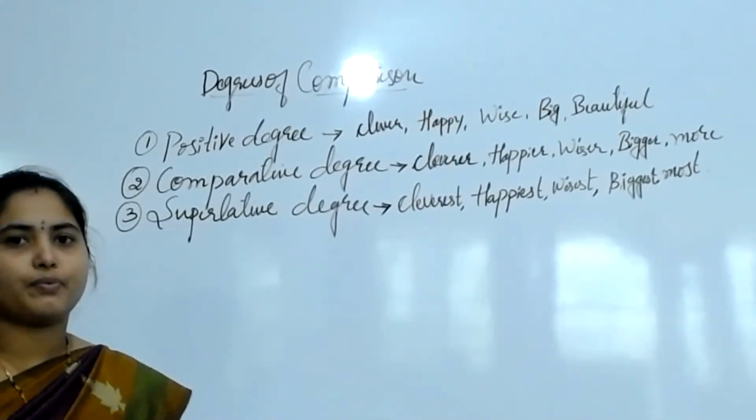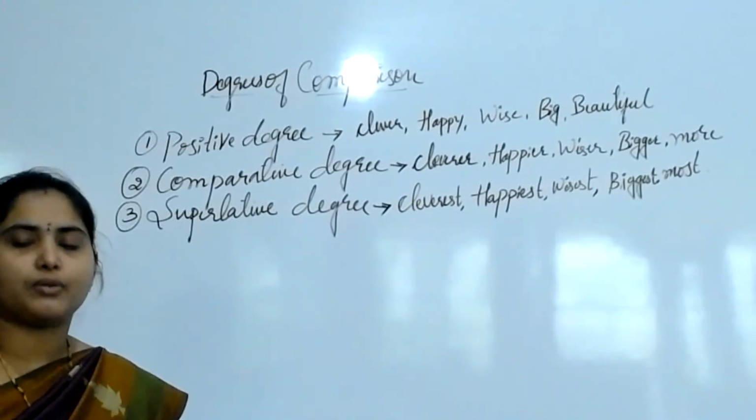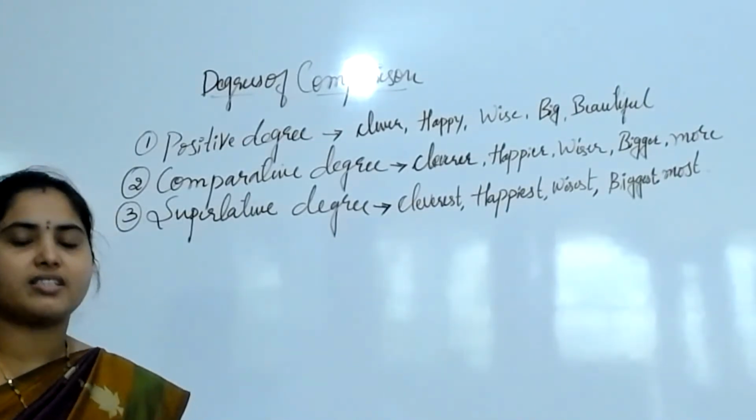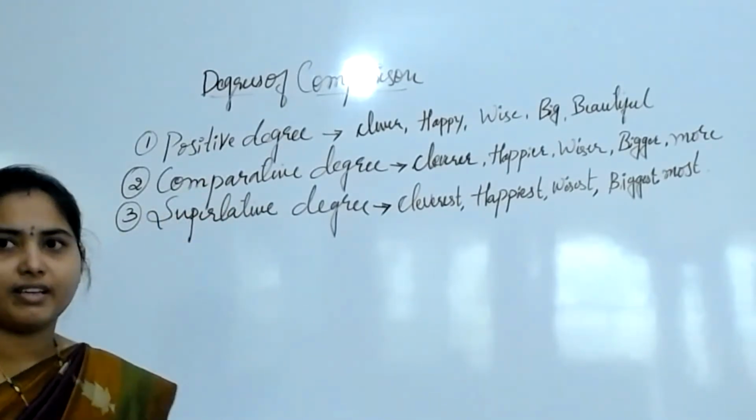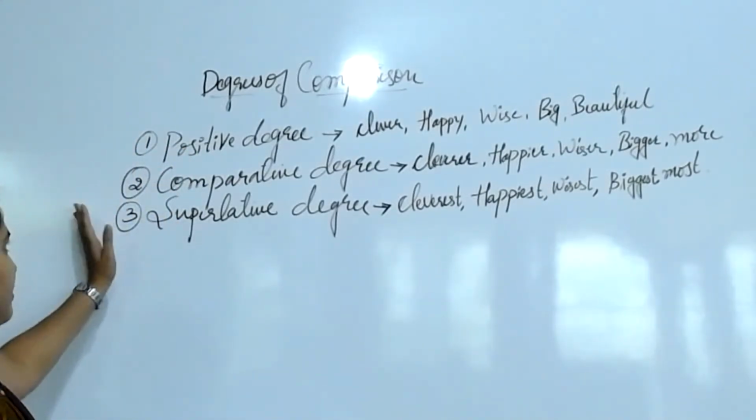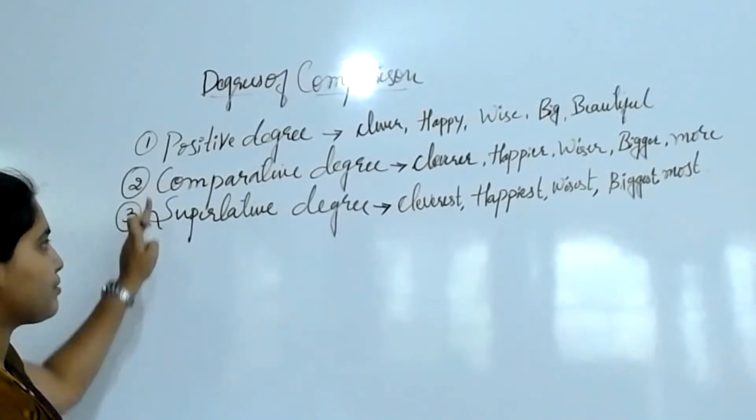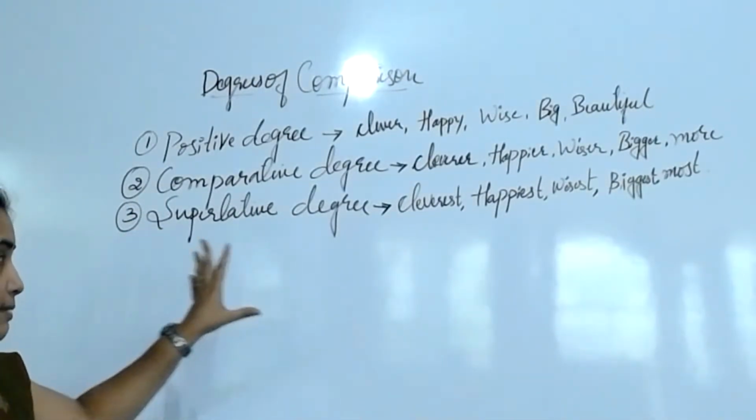In the last class, we discussed the degrees of comparison, and how adjectives change their forms when we transform these three degrees. Now, in degrees of comparison, there are three types: the positive degree, the comparative degree, and the superlative degree. I already explained the rules in the last class.